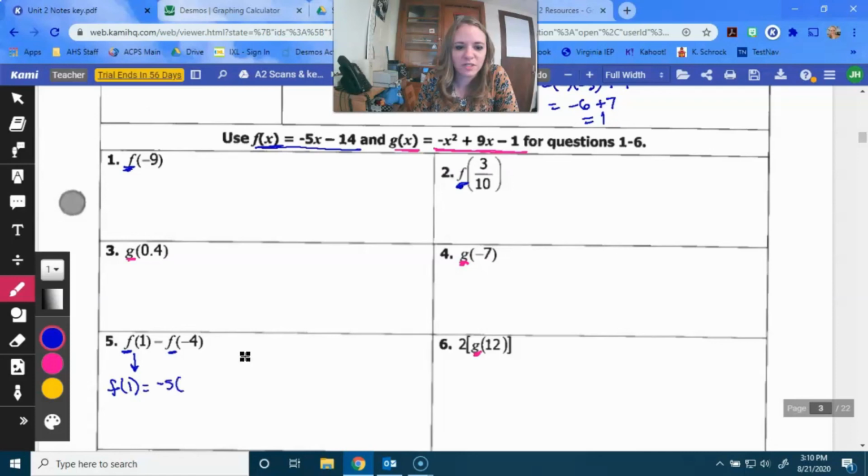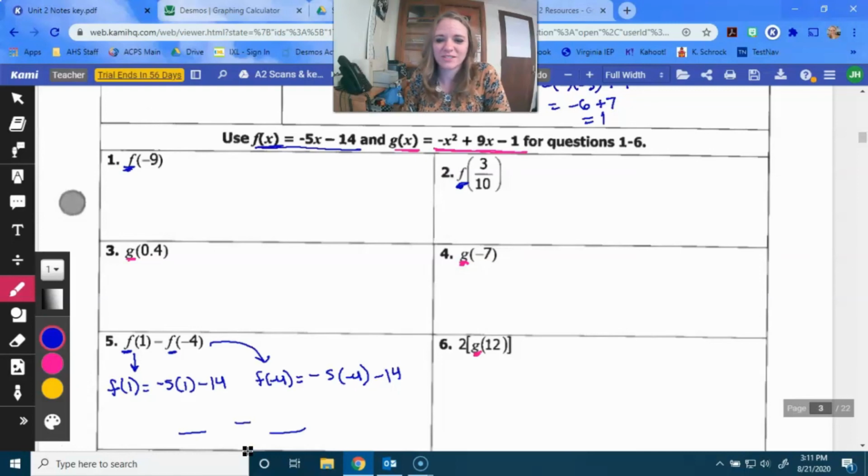Negative 5 times 1 minus 14. And then you do it again with the negative 4, but you want to subtract those answers. F of negative 4 is equal to negative 5 times negative 4 minus 14. And you solve those, and then at the very end, whatever answers you get, you subtract those two answers. Okay? Hopefully that makes sense to you.